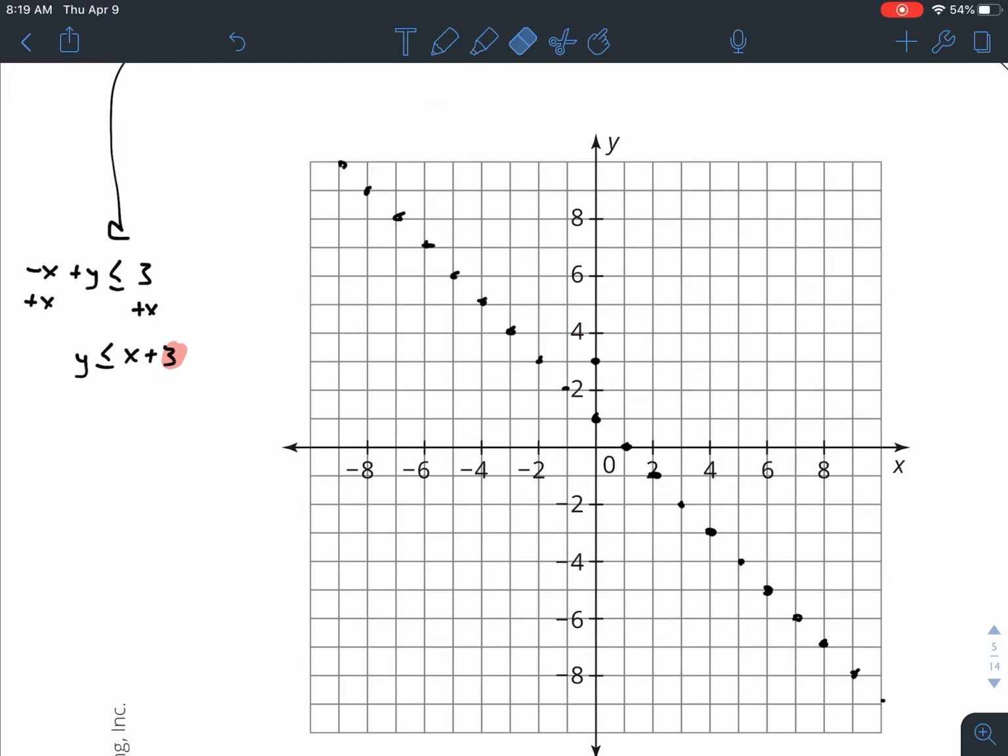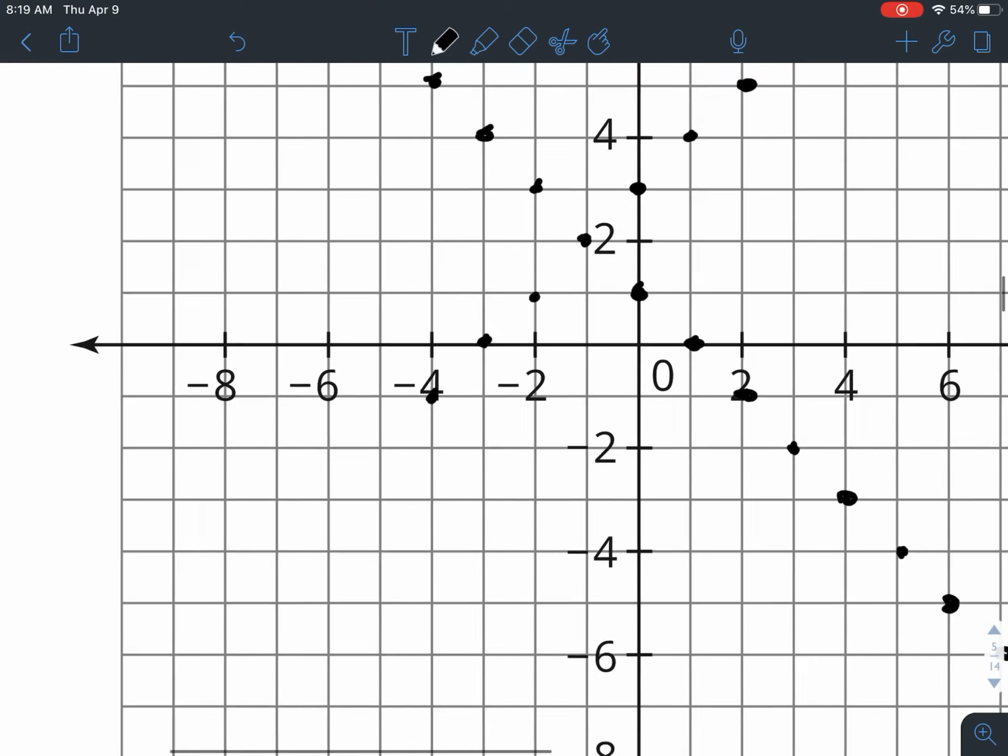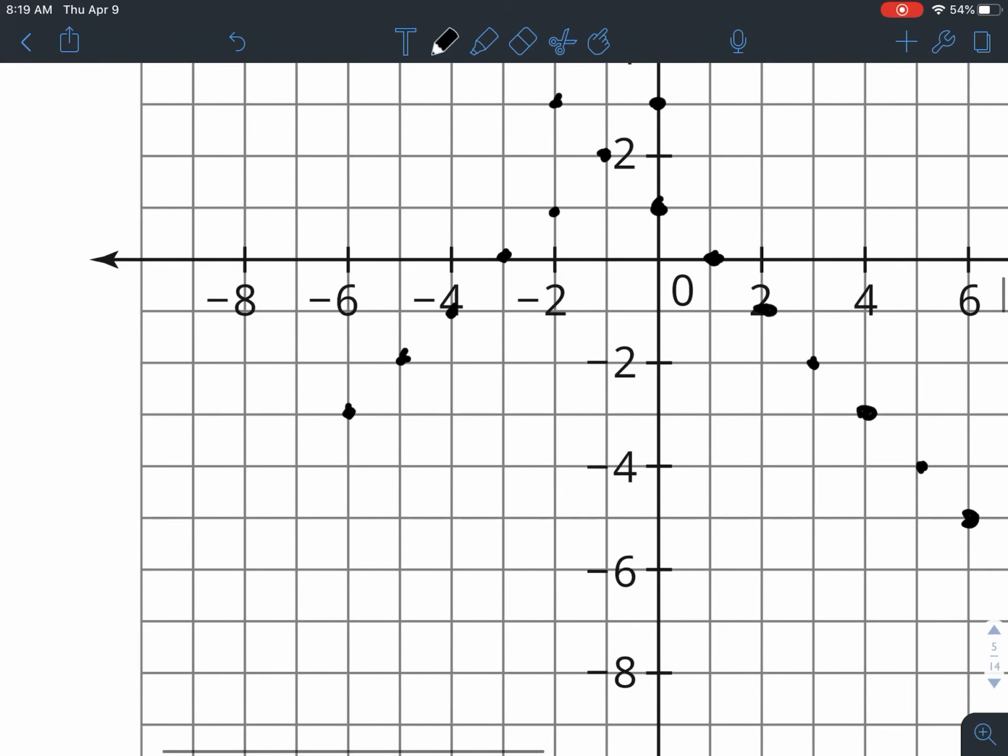Now, as I said, we know this is positive because it's x plus 3, not negative x plus 3. So we're going uphill. This is up 1, right 1, up 1, right 1, and so on and so forth. Same thing going down: left 1, down 1, left 1, down 1, left 1, down 1, left 1, down 1. And you know the drill. I'm not going to repeat myself all the way through this.